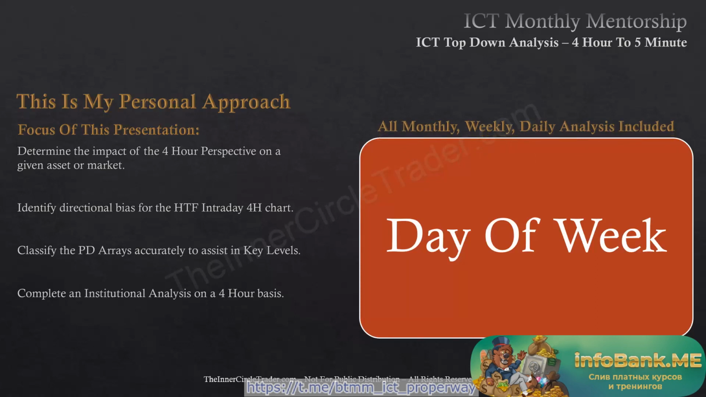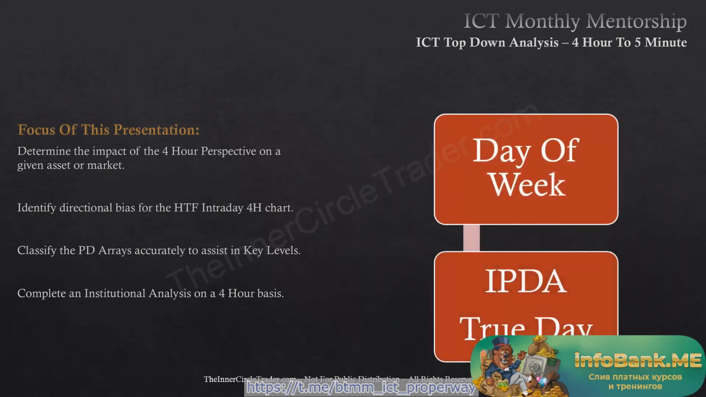Before we go any further, though, all monthly, weekly, and daily analysis is included when viewing the 4-hour perspective. After I determine the day of the week and what type of profiles and templates may exist for that particular day, I'm going to be looking at IPDA and defining it in true day. So I want to be making sure I'm only focusing on setups inside of the parameters that make up true day, as taught to you in the mentorship.